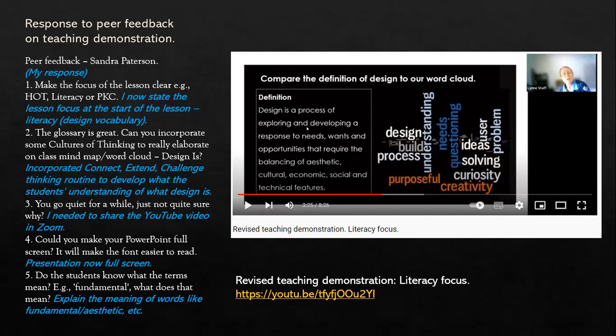And the last one was in regard to some of the other words that I used in the teaching demonstration that students may not be overly familiar with, for example, fundamental. I would be careful to ensure that I incorporated explanations of the meanings of those words and used them in context as the lesson progressed. And again, throughout the unit, just to confirm and reiterate the idea that we are developing our design literacy. And again, you can see the link to the revised teaching demonstration below.